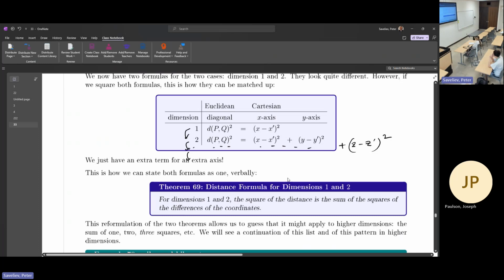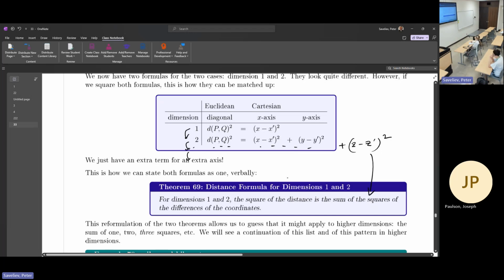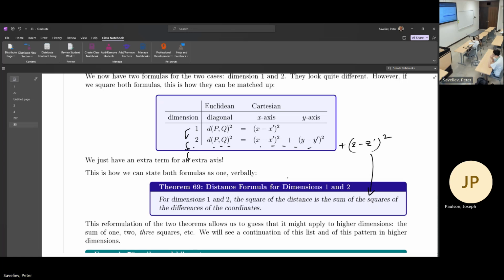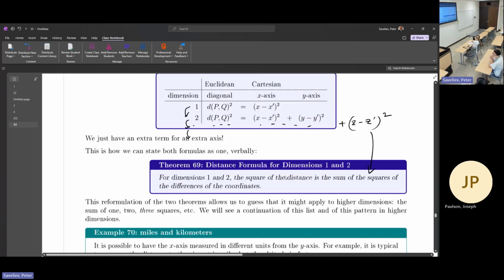In dimension 1 and 2, the square of the distance is the sum of the squares of the differences of the coordinates. That verbal description applies to both formulas. And once you do that, you can also realize it applies to dimension 3. So the square of the distance is the sum of the squares of the differences of the coordinates. One sentence pretty much rules them all, no matter what the dimension is.